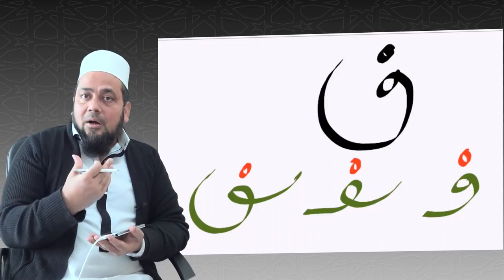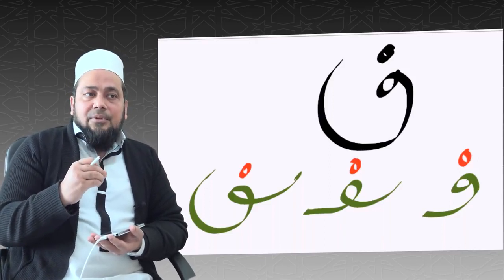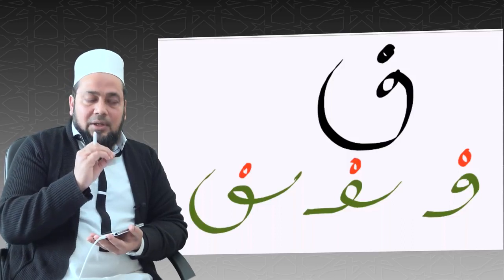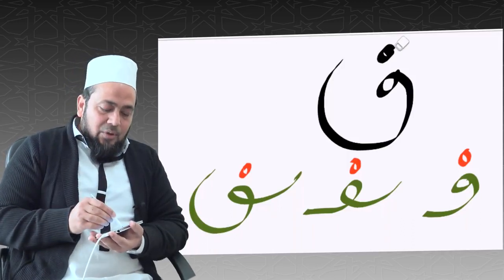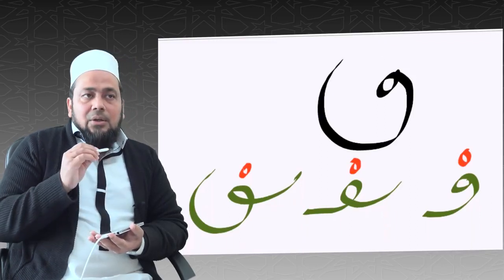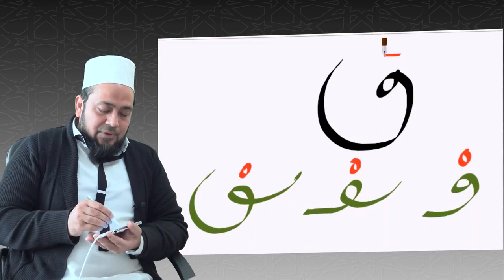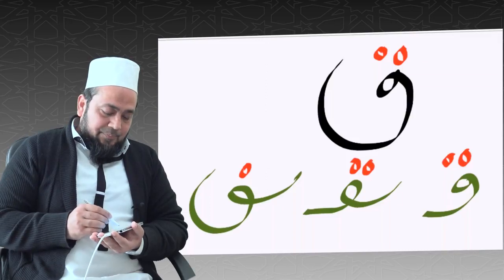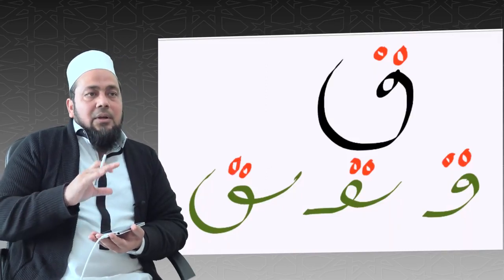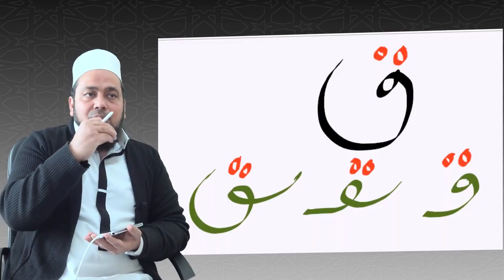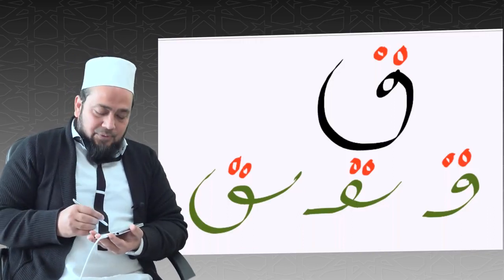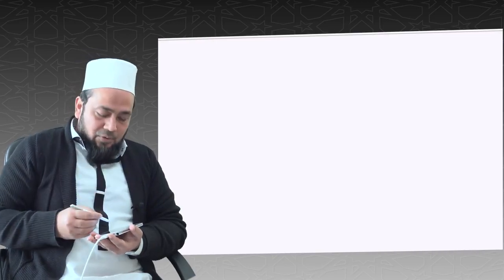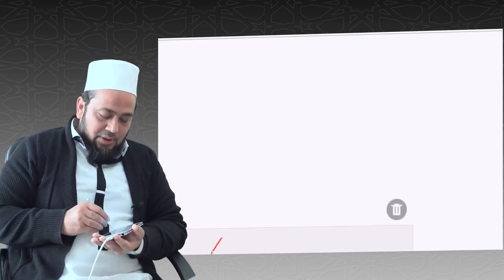Next letter is Qaf. Fa and Qaf writing shape is exactly the same, the only difference is the dots. For the Fa, one dot, and for the Qaf, two dots. Qaf has two dots and Fa has one dot. Very easy to understand. If you can remember these small things, dots, nukta, then you won't be confused, inshallah. You can easily identify all of the letters. Let's move on to the next letter.